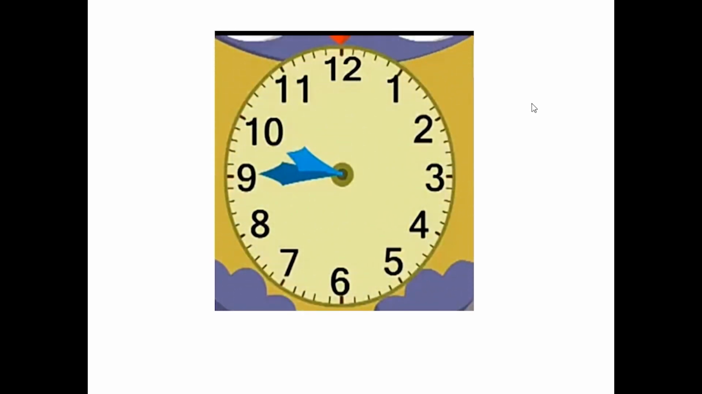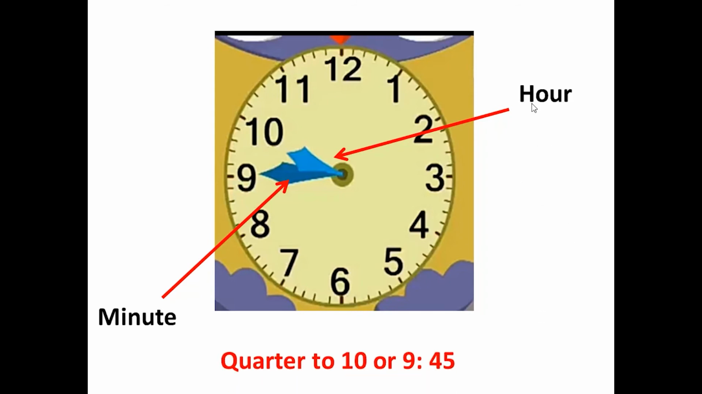Now let's learn quarter to. See here, the minute hand is at 9 and the hour hand is a little before 10. So we read this time as quarter to 10 or 9 hours 45 minutes.